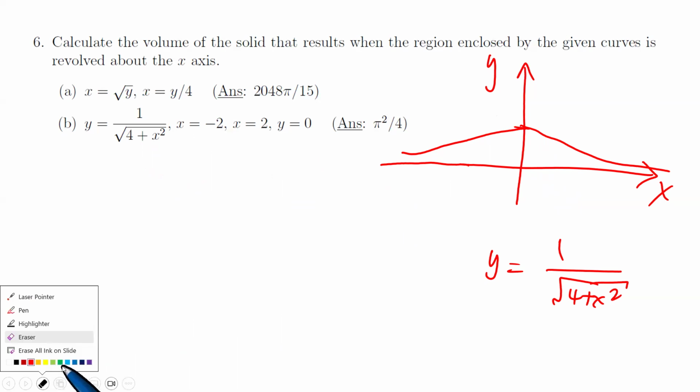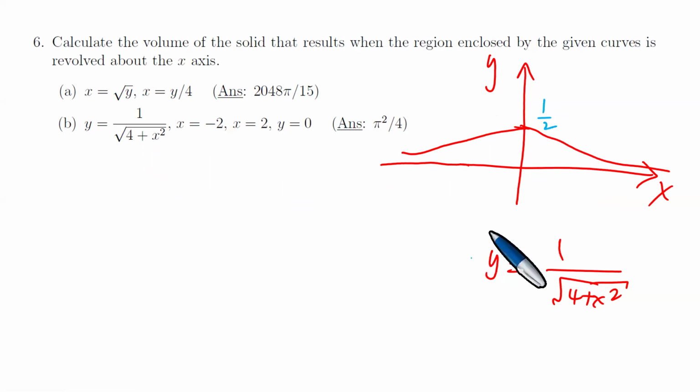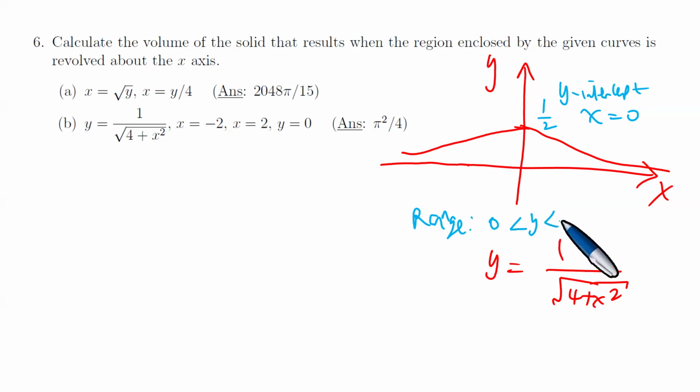As a consequence, it has a y-intercept of 1/2. So this one is the y-intercept. From school, the idea of the y-intercept happens when x is 0. When x is 0, then you get y equals 1/2. We can see, therefore, that the range of this function would be 0 less than y less than or equal to 1/2, like that.